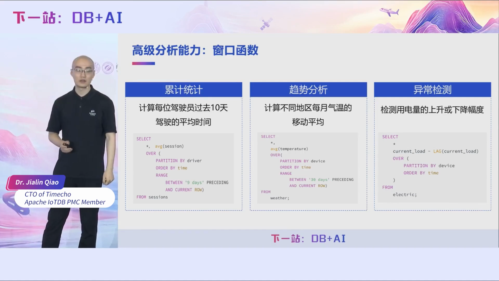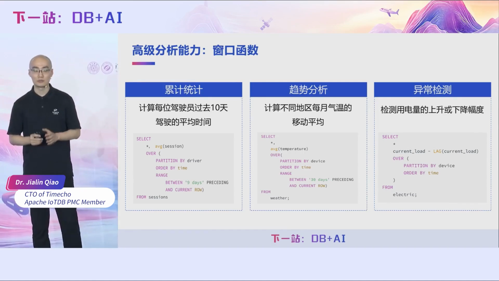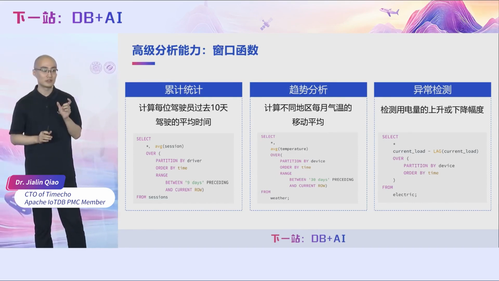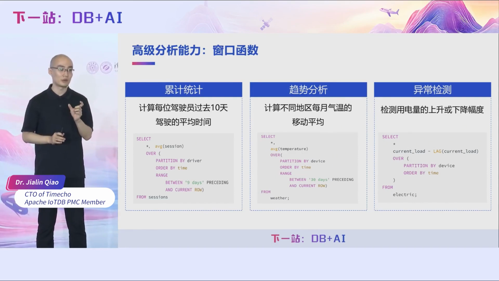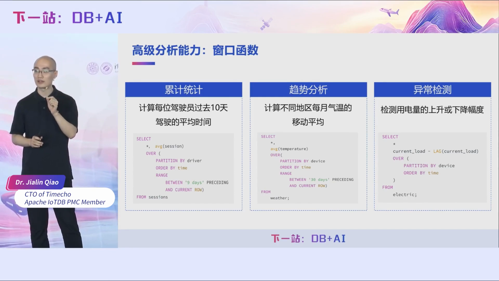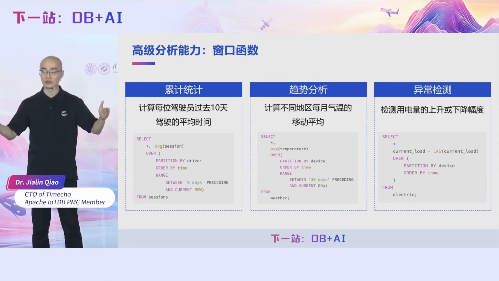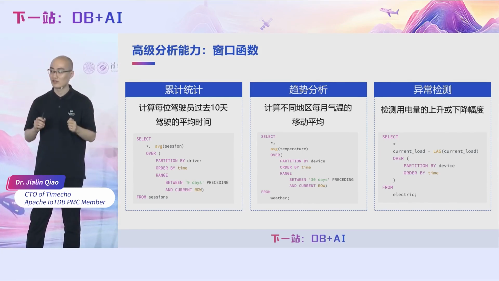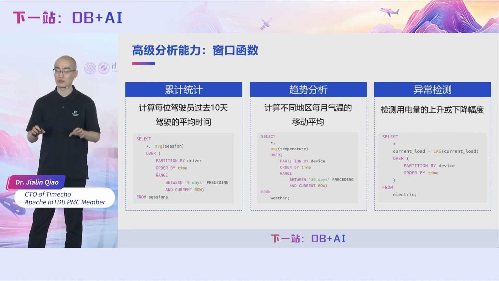The second analytical capability is window functions. What's the biggest difference between time series data and other relational data? Time series data has window semantics. When we analyze real-world data, we don't just look at a single point, we look at a window. We want to know whether this window is trending up or down, what its slope is, and so on. This gives us deeper analytical capability for real-world data.